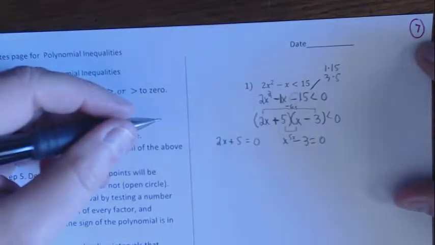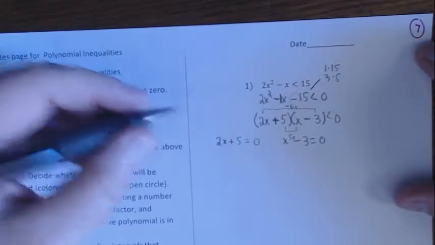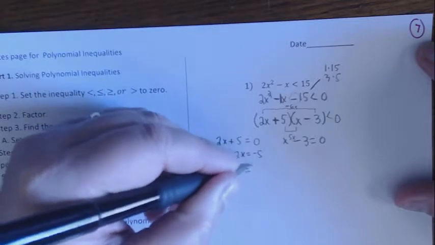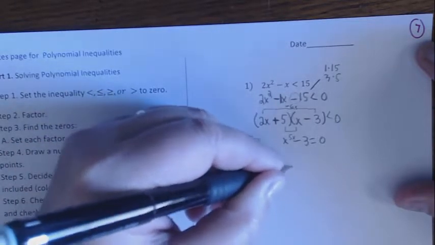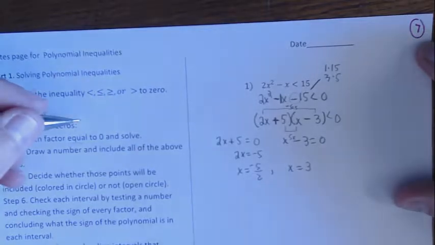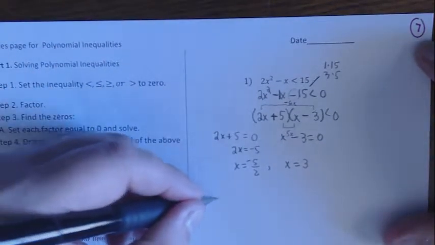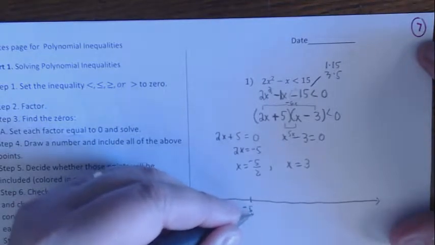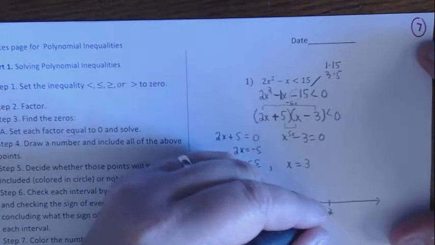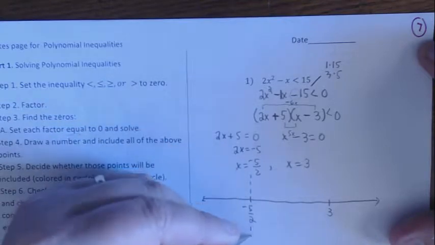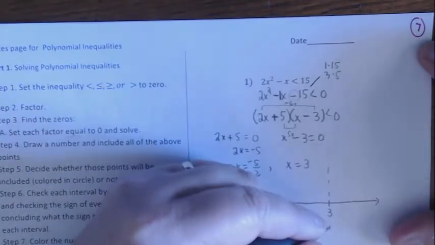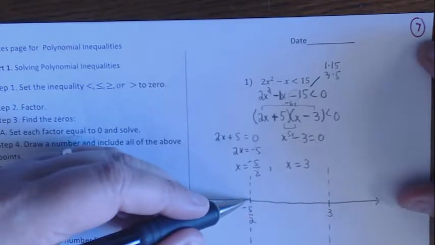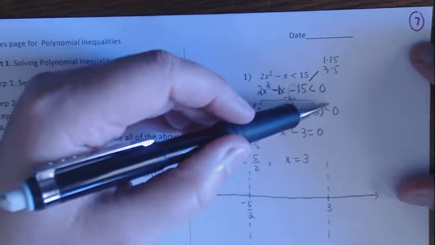By setting each factor equal to 0, you get 2x equals negative 5, and x is equal to negative 5 over 2, and then x is 3. So those are my zeros. Once you have your zeros, then you have your number line, and you want to make sure you put your numbers in the order from left to right, negative 5 halves, and then 3. These are your 3 intervals, and you don't want to include the zeros because it says less than 0, so you're going to have an open circle.